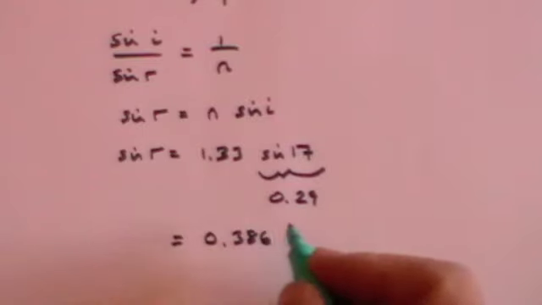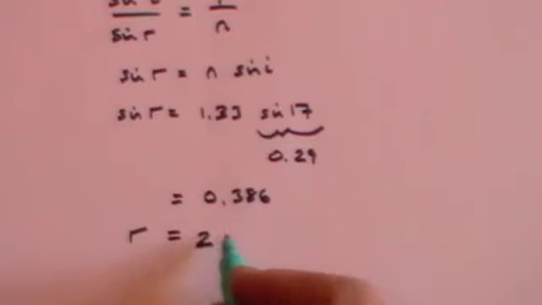0.386. And then you need what is called the arc sine of 0.386. In other words, what is the angle whose sine is 0.386? That's called an arc sine, and that is actually 23 degrees. So the angle of incidence, you'll recall, was 17 degrees. The angle of refraction is 23 degrees. It's moved away from the normal.